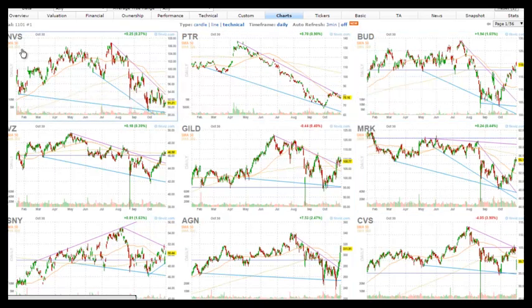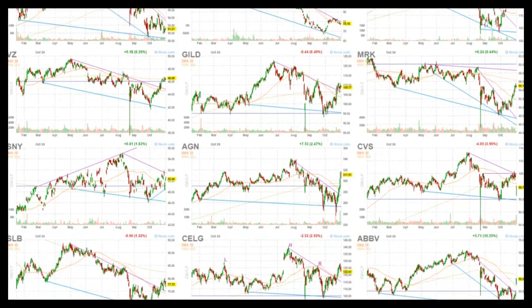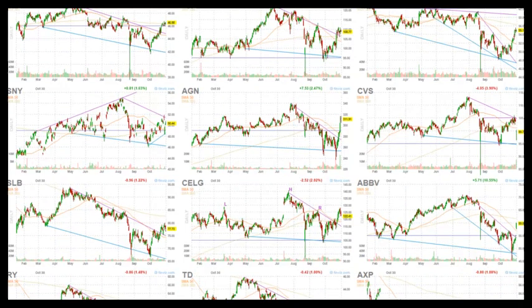I'm starting to like some of the drugs, and it looks like Novartis here. Maybe a double bottom and a wedge. We look for certain things all the time. We look for that divergence in a wedge pattern. This looks like it could have been a divergence here. A couple of divergences playing out.